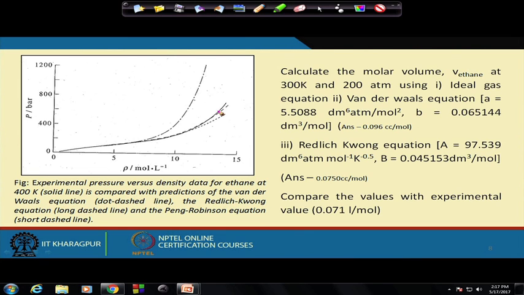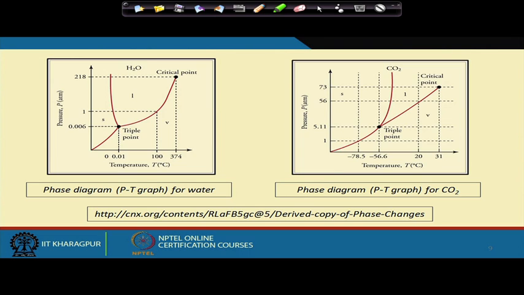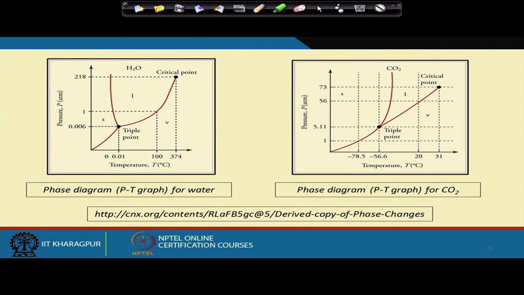Just to verify this, I have given you one particular problem for calculating the molar volume of ethane. This is also for ethane at 300 Kelvin, 200 atmospheres. Please do it with three equations of state and compare the answers that you get with the experimental values, from where you will be in a position to understand that the Redlich-Kwong equation is definitely better than the van der Waals equation at higher pressures. The other thing which I would want you to do, let me explain before I go to this particular equation of state.